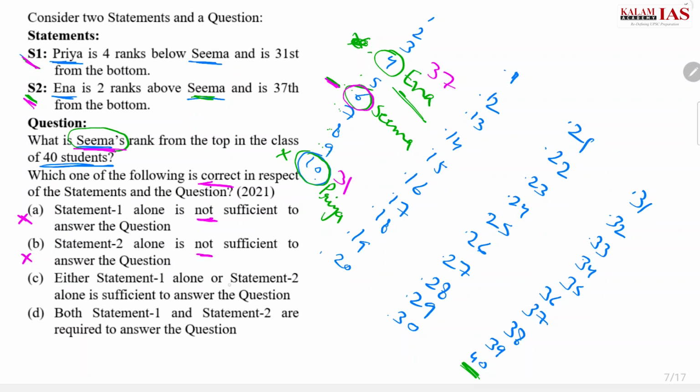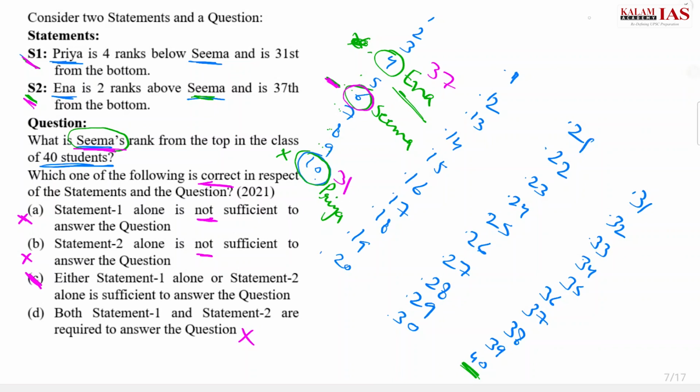Either statement 1 alone or statement 2 alone is sufficient to answer the question. Yes, this is correct, because whichever statement was given, we can arrive at the rank of Seema, which is 6th in both the cases. And both statement 1 and statement 2 are required to answer. No, this is wrong, because only one is enough to get the answer. So our answer will be option C.